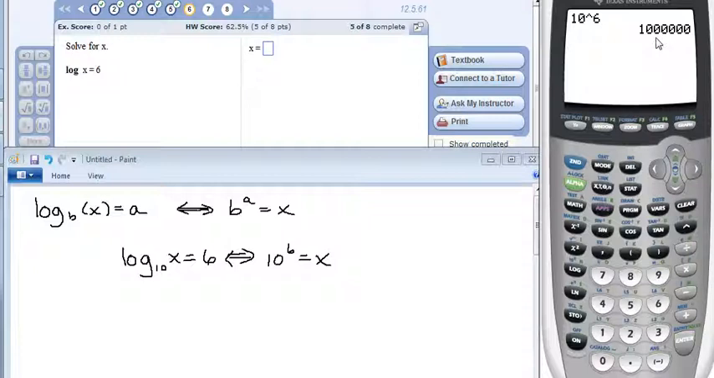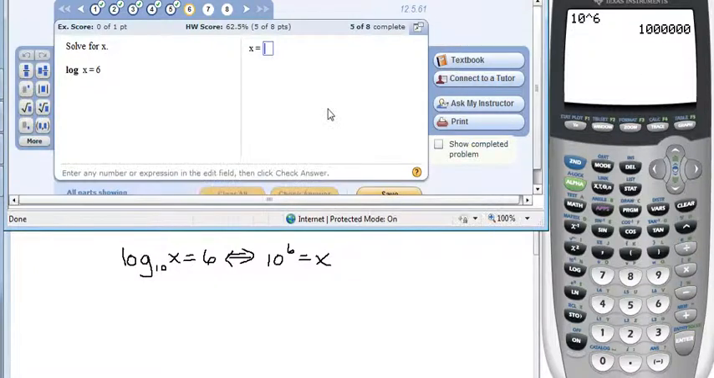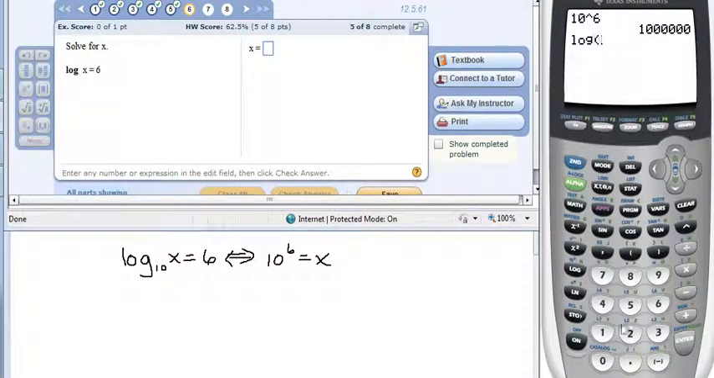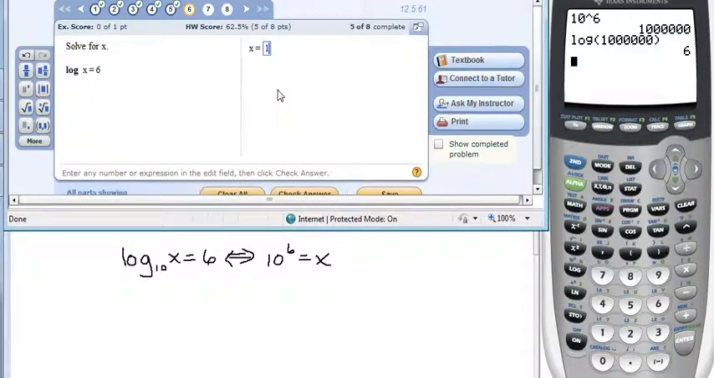Is a million? All right, I can do that. Can I check it before I do that? The log of 1, 2, 3, 4, 5, 6, the log of a million is 6. So it does work. Okay, you can always check it. 1, 2, 3, 4, 5, 6.